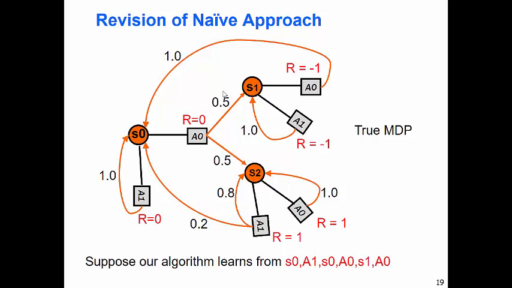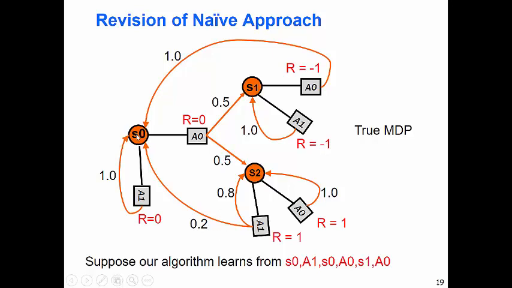So this is the true MDP. When you're talking about model-based methods, it can get confusing because there's always the true MDP, which is the true world that you're acting in, and then there's the MDP in the agent's head. The agent has its own model of the MDP, and they're never going to be exactly the same, but you're trying to get them close. So this is the true MDP, and let's suppose our algorithm started out here.